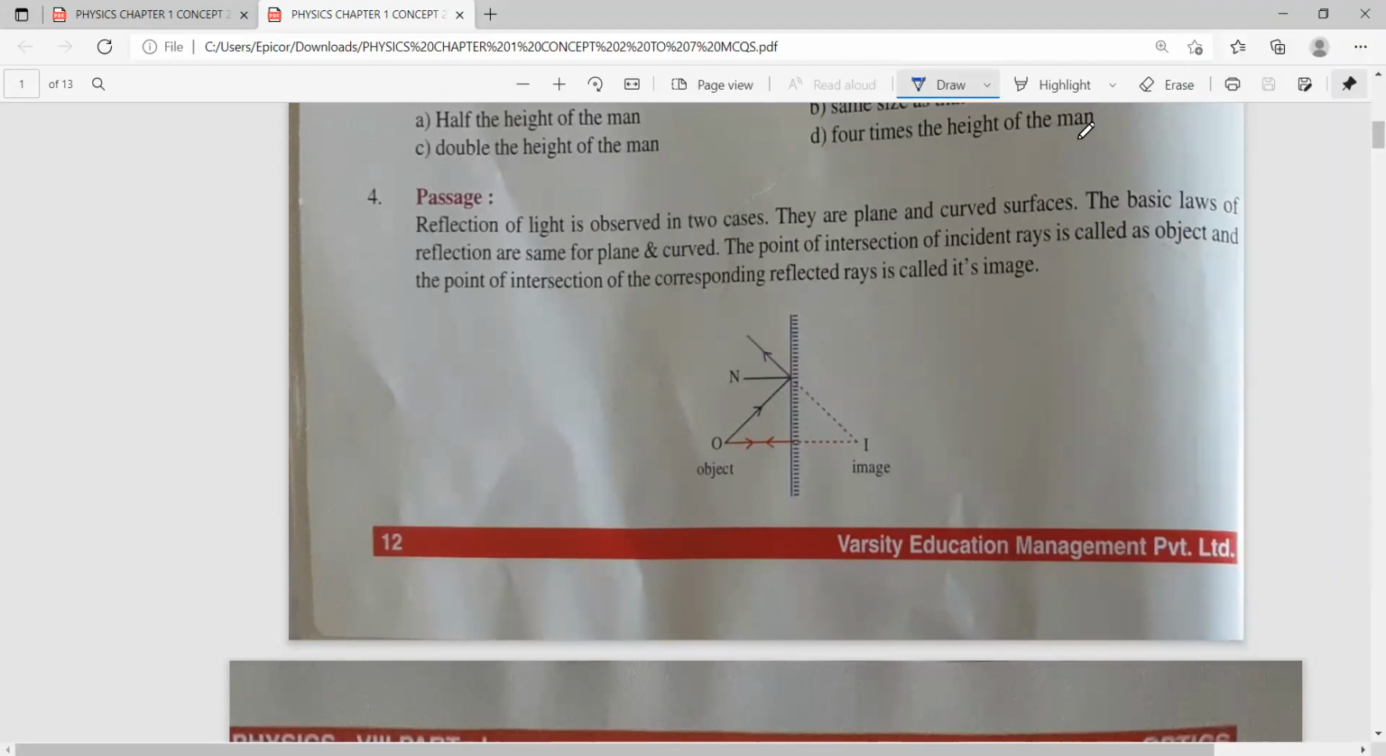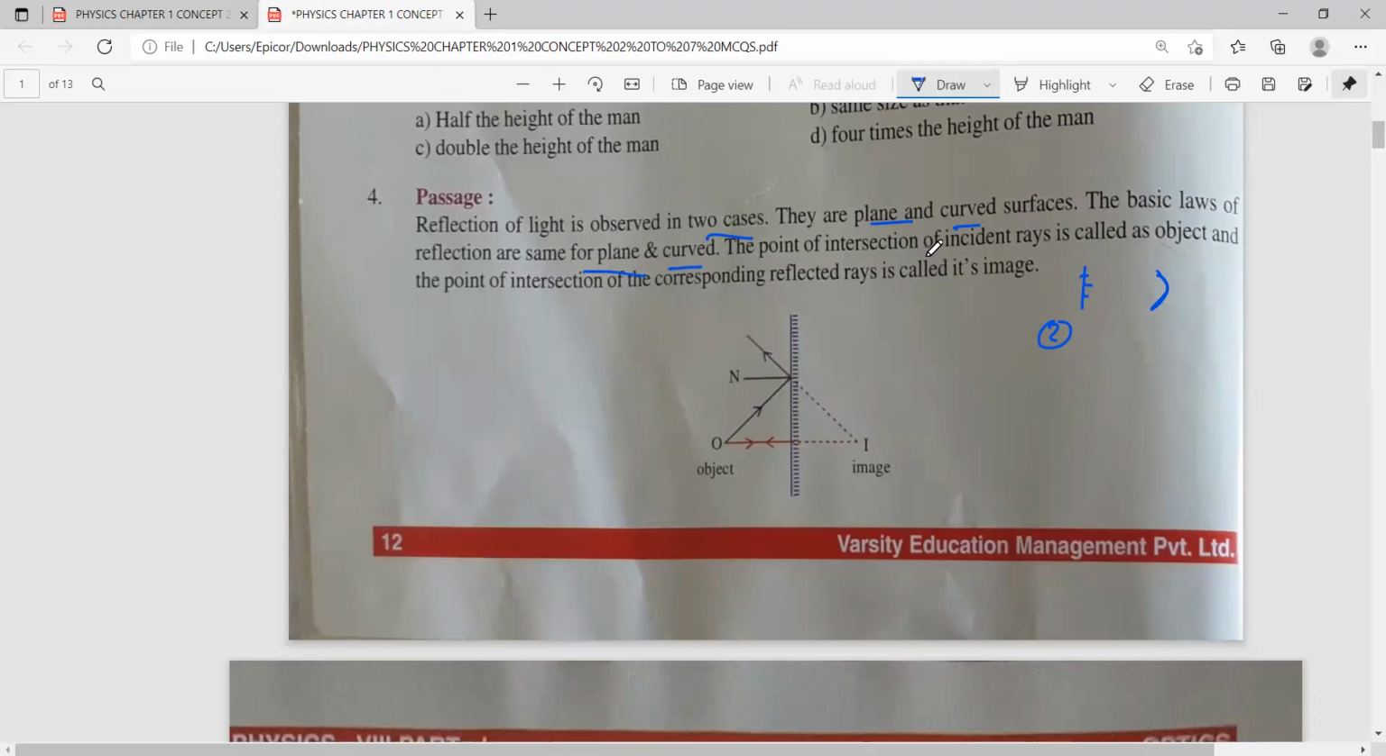Right. See, the reflection of light is observed in two cases: the plane mirror and the curved mirrors. In a plane mirror reflection takes place, and in spherical or curved mirrors reflection also takes place. The basic laws of reflection, the two laws relating rays and angles, are valid for both plane and curved mirrors.